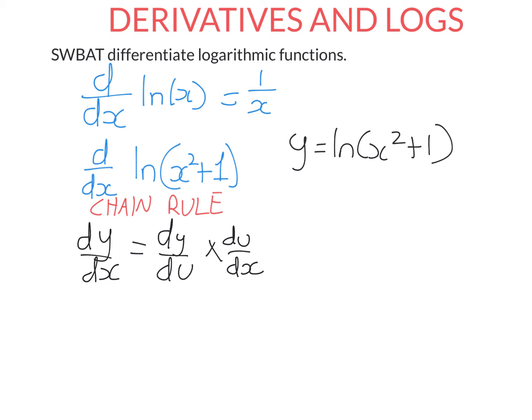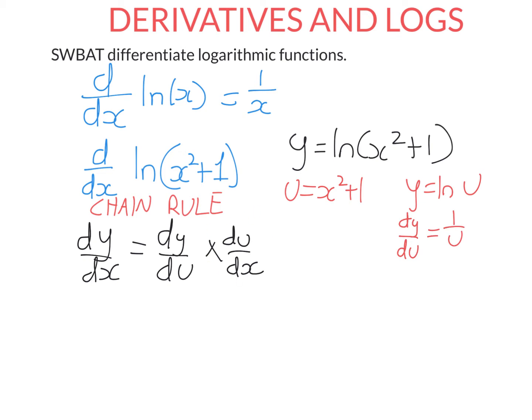So what we do is we let u be the inner function. I'm going to let u be the thing inside the brackets. So I'll let u be x squared plus 1. So that means that y is just ln, natural log of u, because u is x squared plus 1. So let's calculate these two quantities. So firstly, dy du. That means I take y and differentiate with respect to u. So using this rule up here, the derivative with respect to u will just be 1 over u.